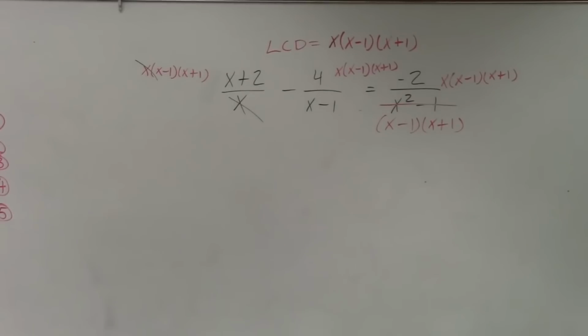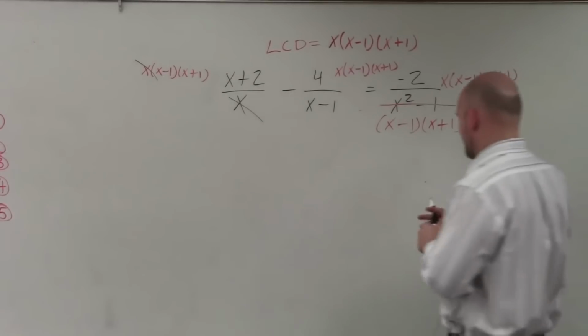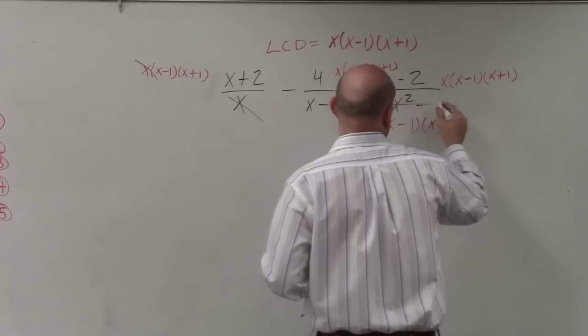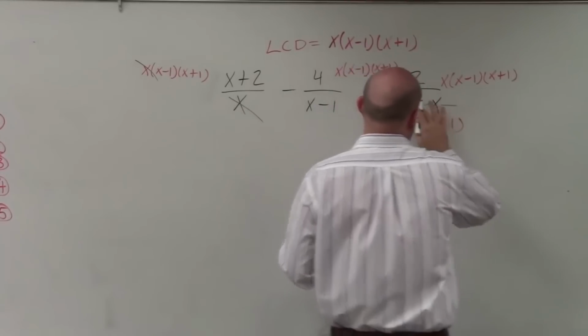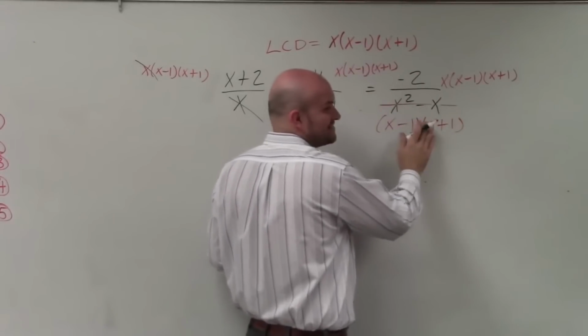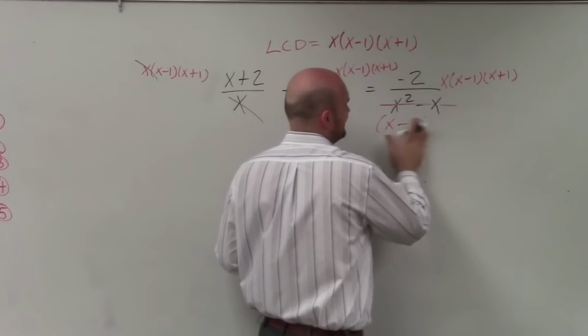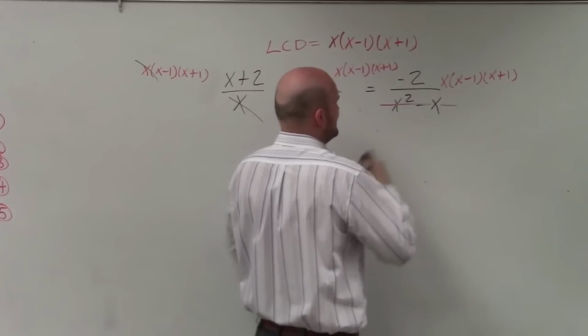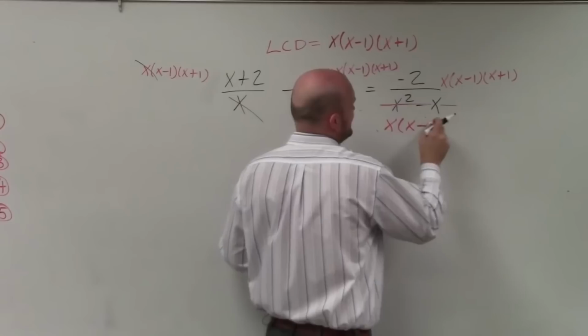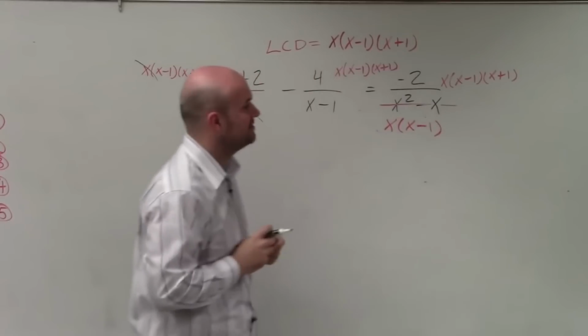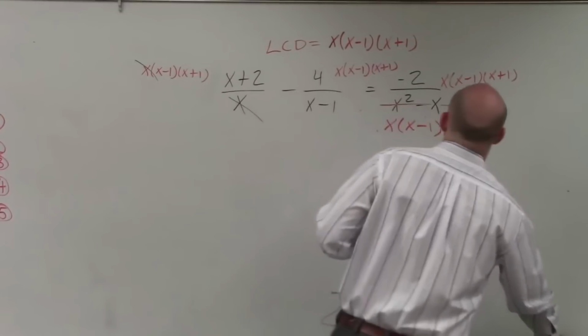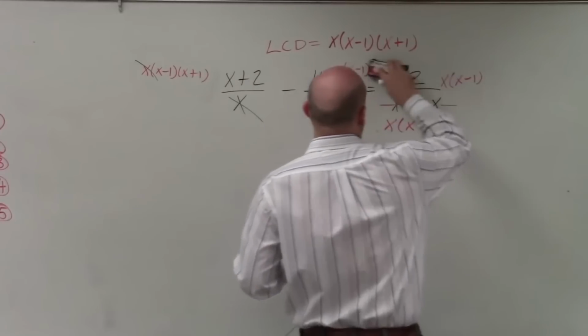Oh, I wrote the wrong problem down. I'm sorry. Sorry about this. Hold on. This problem was x squared minus x. So therefore, this gets factored into x times x minus 1. I don't want to over make this problem. I just realized this is going to be an issue.